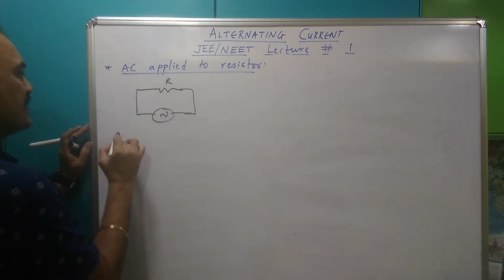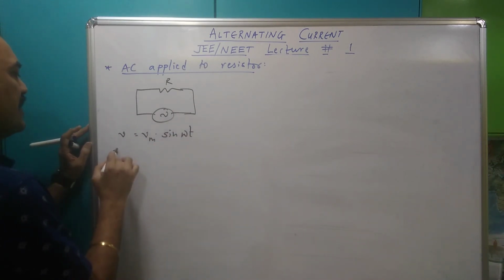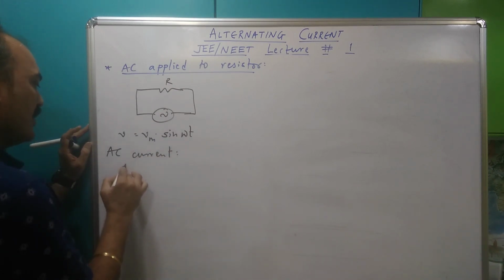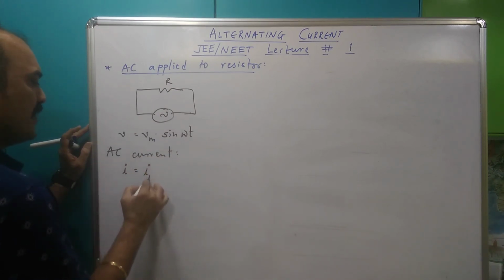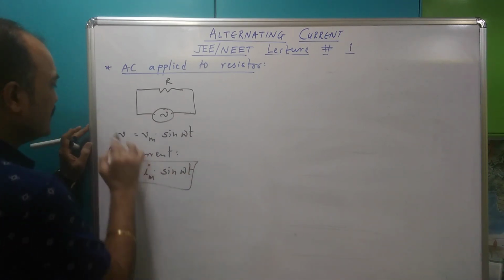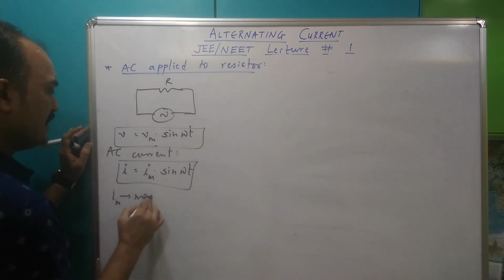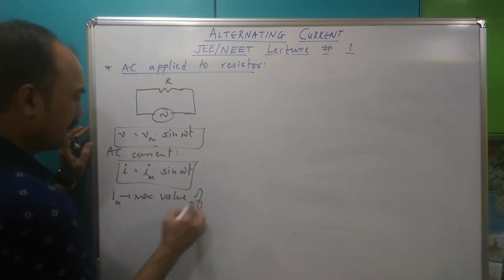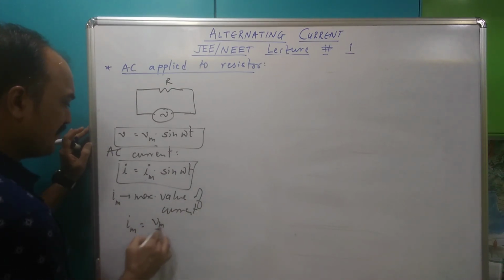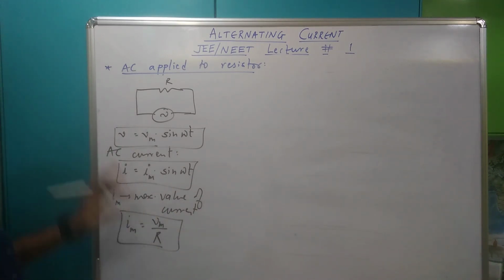What is the equation for AC voltage? V is Vm sine omega t. What is the equation for AC current? By Ohm's law, the equation for AC current comes out to be I is equal to Im sine omega t. And what is Im? Im is the max value of current, and Im is given as Vm by resistance R. Alright, so Im is Vm by R.